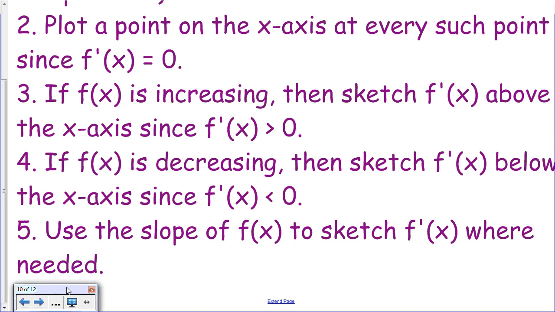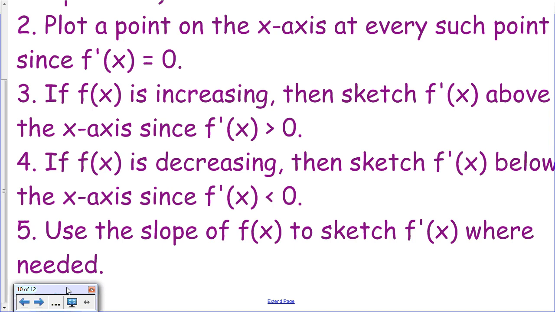But use the slope of f of x to help you sketch f prime where needed. Sometimes you might find out the graph doesn't have any mins or maxes, so it doesn't cross the x-axis at all. And so it might be a little bit difficult to get an accurate sketch of this thing without this extra step here. So think about where you might have slopes of 0 or approaching slopes of 0, I should say. Those are usually key points to look at.